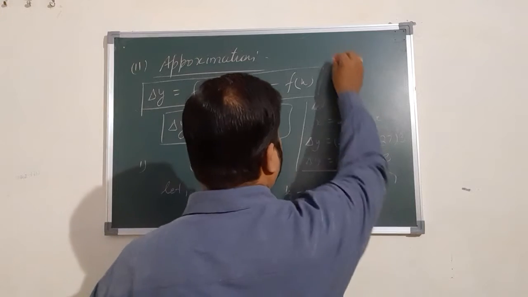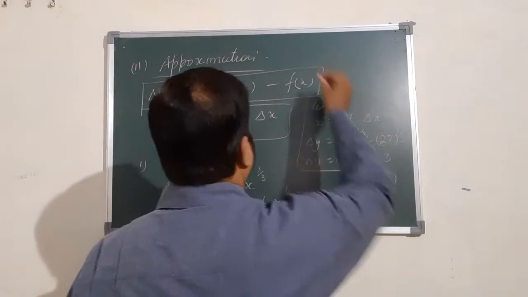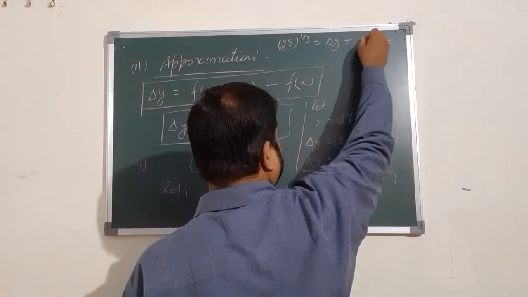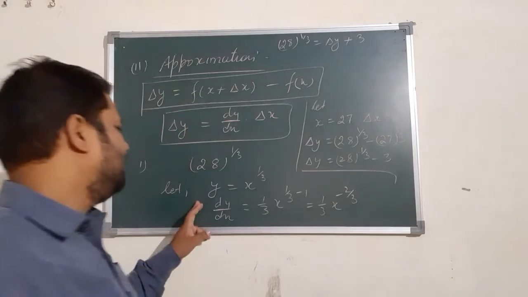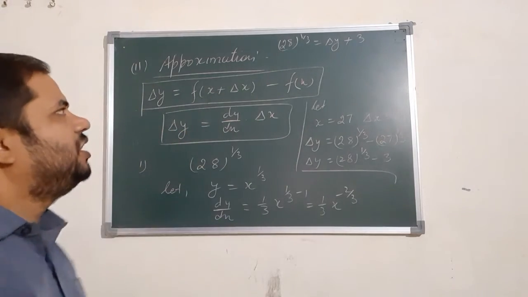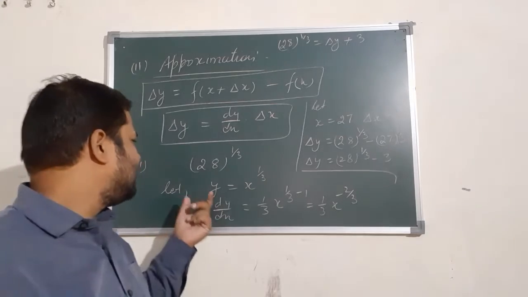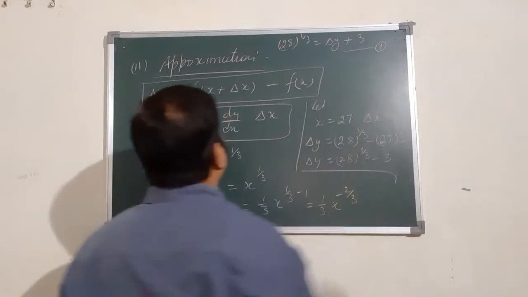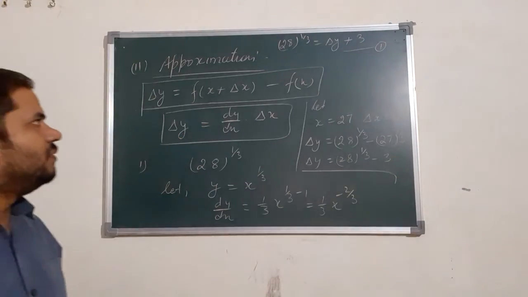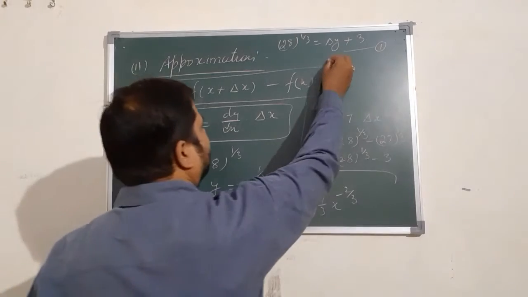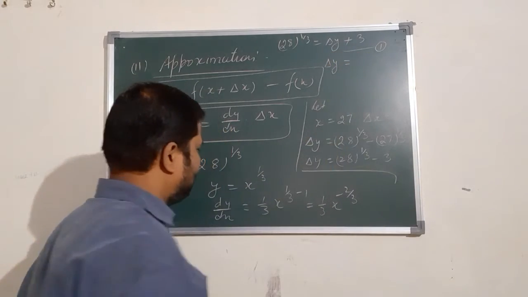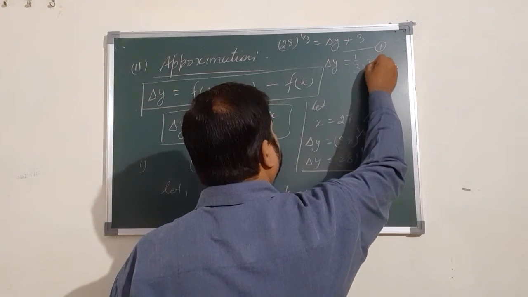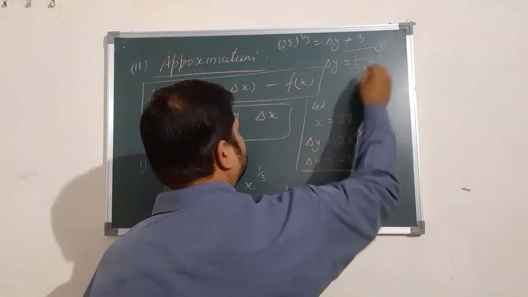So 28 power 1 by 3 is nothing but delta y plus 3. And if you find the value of delta y, then you will get the value of 28 power 1 by 3. And what is delta y? Delta y is dy by dx into delta x. So this is equation number 1. So you must find delta y, and delta y is dy by dx, that is 1 upon 3 x to the power minus 2 by 3 into delta x. Delta x is 1 only.